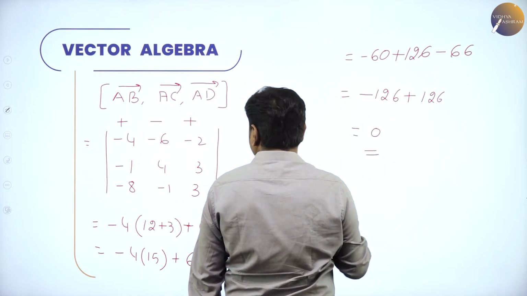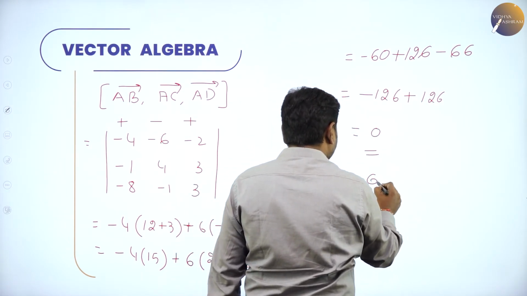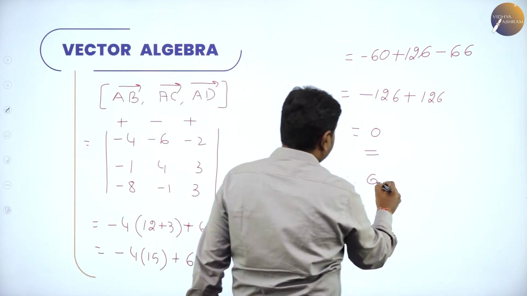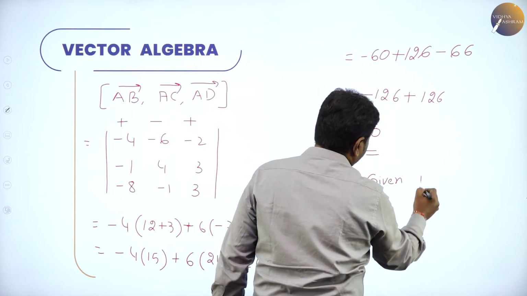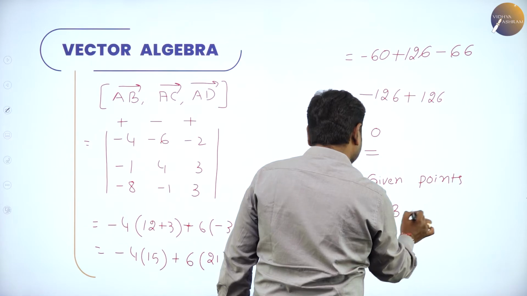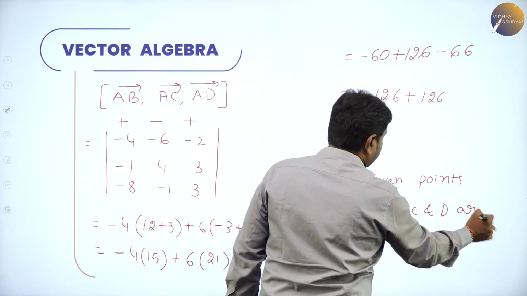So therefore, what is the conclusion? Since you got the scalar triple product, or box product, 0, therefore the given points A, B, C, D are coplanar. Given points A, B, C and D are coplanar.